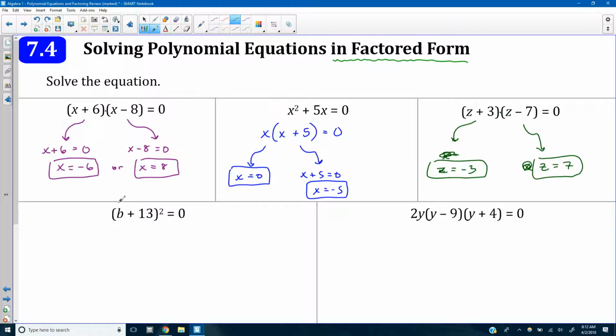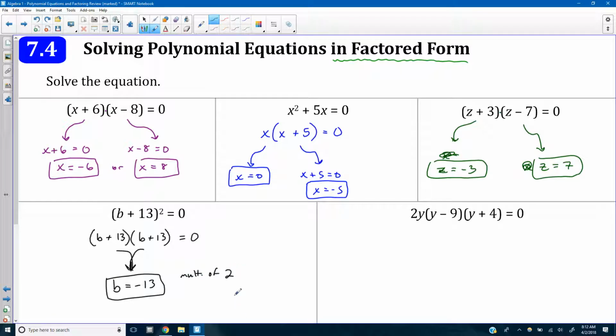That's it, right? b plus 13 quantity squared equals 0. So that does mean b plus 13 times b plus 13, if that does help you. That equals 0. So either b plus 13 equals 0 or b plus 13 equals 0. Hey, there's no other way to write it. B's got to equal negative 13. Whether you write it twice or just once, this is said to have a multiplicity of 2. But that's the only answer that satisfies this thing here.